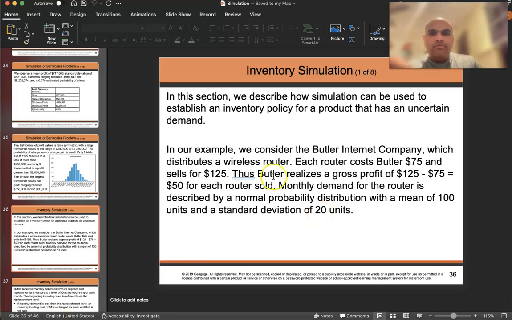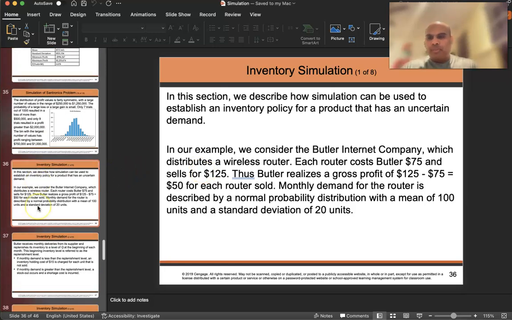So Butler Internet Company distributes a wireless router. The cost is $75 and they sell it for $125. And so they make $50 profit per unit. Now, monthly demand for Butler is assumed to be a normal probability distribution with a mean of 100 units and standard deviation of 20. So that is the point of uncertainty. Demand is unknown. We have uncertain demand, and we have to see how we deal with uncertain demand, right?